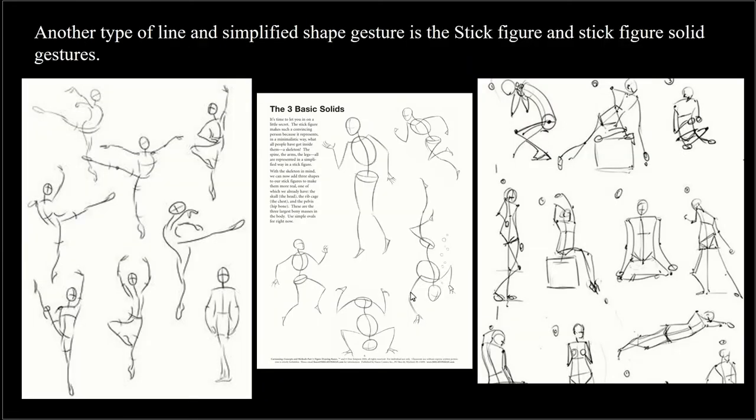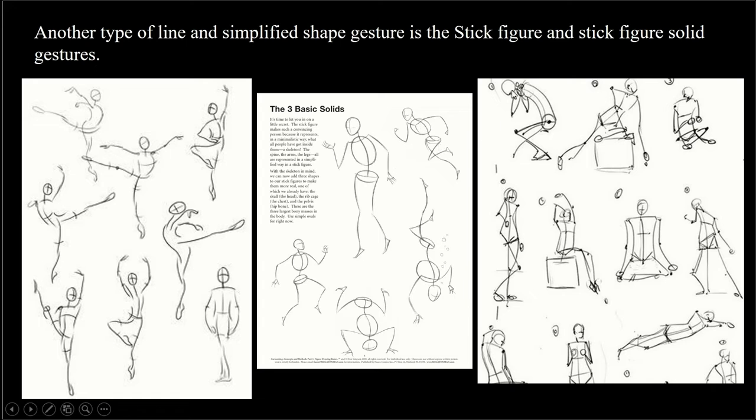Another type of line and simplified shape gesture is something called the stick figure and the stick figure solid gestures. So here you can see the stick figure plane, and they do have some simple shape in here as well. But in the three basic solids, you have the head, the chest, and then the pelvic area. And you can see that they're using that. And you don't have to necessarily use ovoid forms for these simple solids.